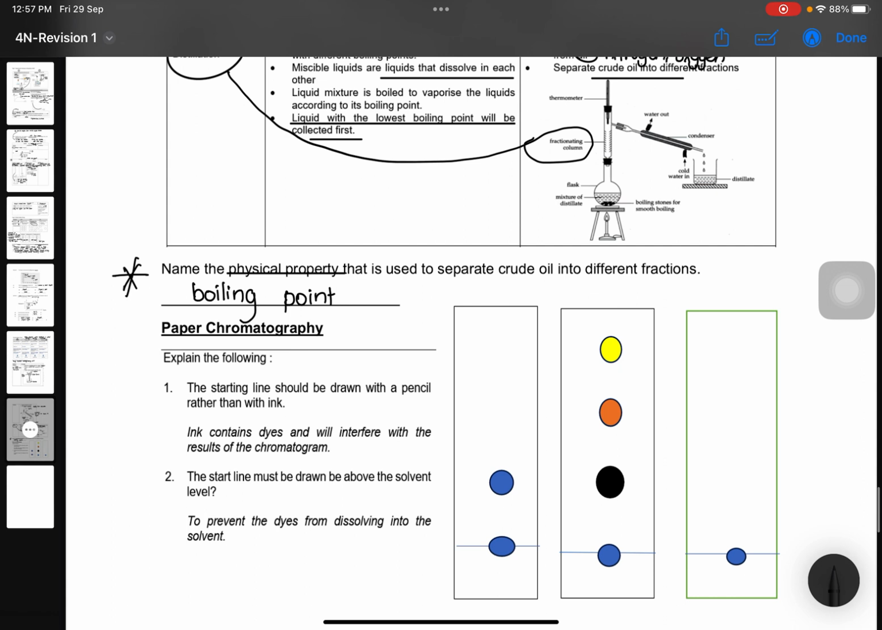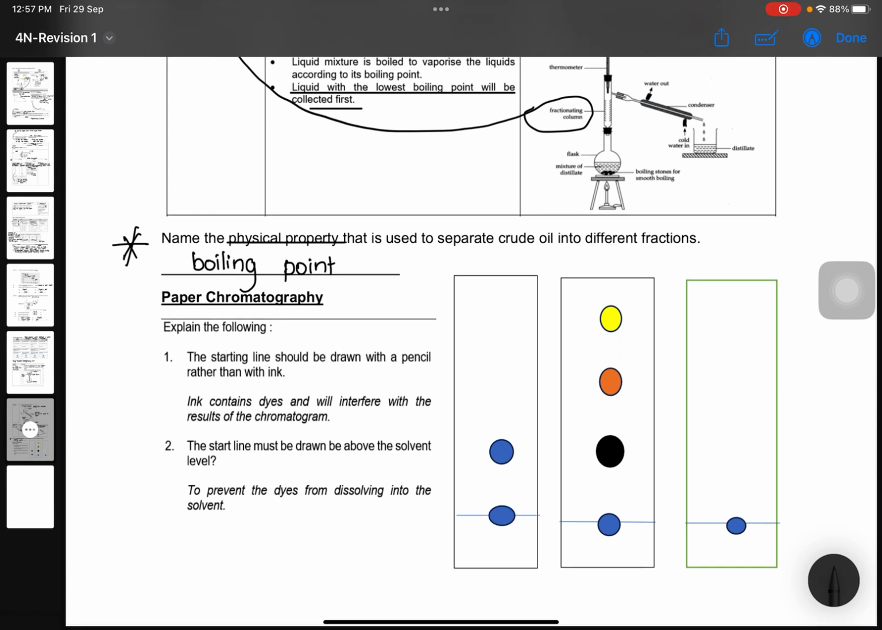Okay, paper chromatography is something that you all will like a lot. Take note, you can be asked why the start line should be drawn with a pencil rather than ink. This is your start line. The ink will contain dyes that will interfere with the result. The chromatogram is where you see all the different components after the separation.